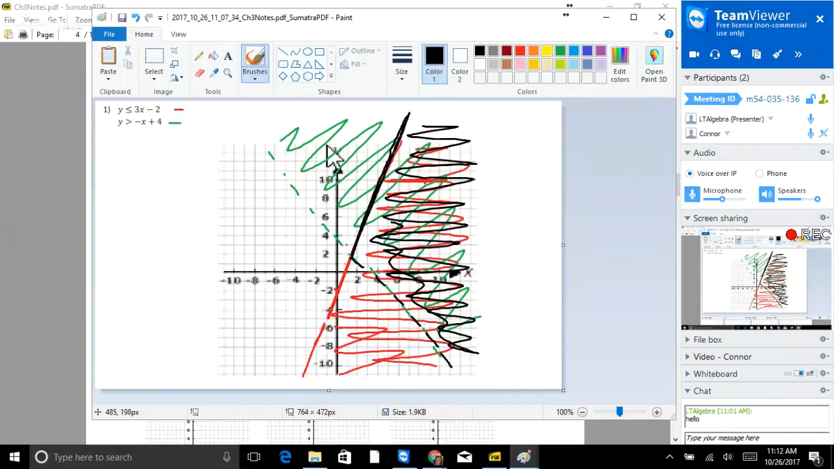That is a beautiful graph. I know. It's gorgeous.